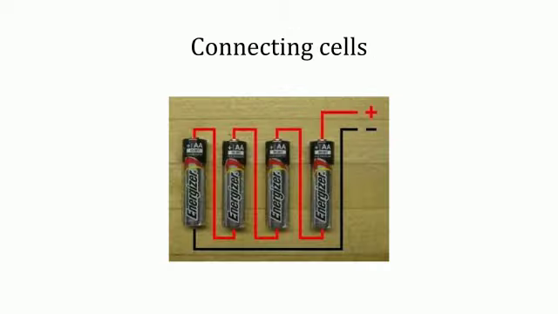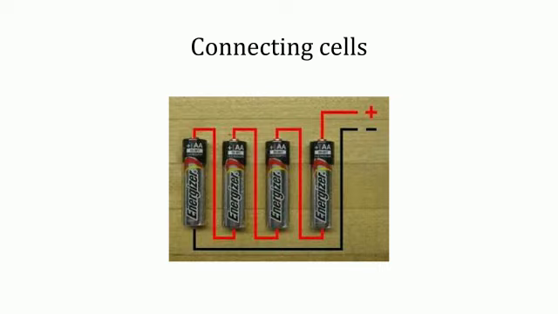Connecting cells. In an electric circuit, we studied that only one cell is connected to the wire. But in gadgets like a transistor radio, two or three dry cells are seen to be connected in series. This is done to obtain more potential difference than that of a single cell.